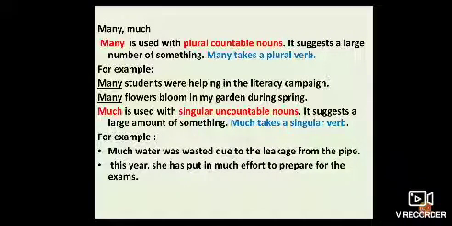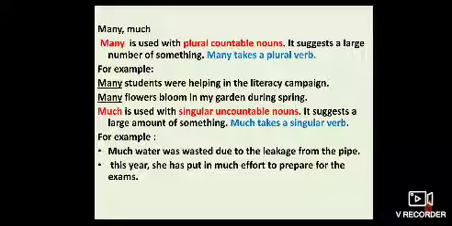Now comes the next adjectives, many and much. Many is used with plural countable nouns. It suggests a large number of something. That's why many is used with plural countable nouns, which can be counted. You have to remember that when it is used with plural countable nouns, it will take the plural verb. So many takes a plural verb. Check the example.